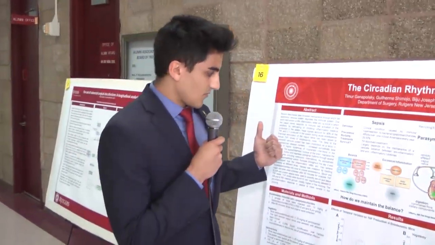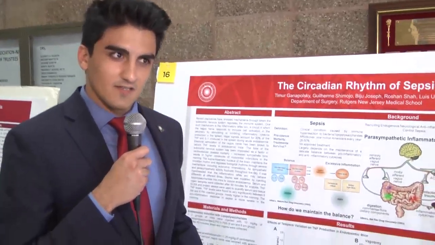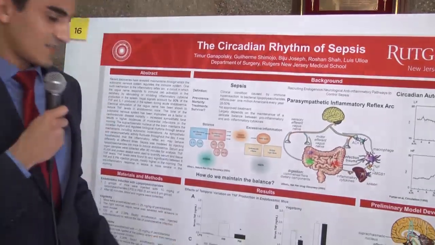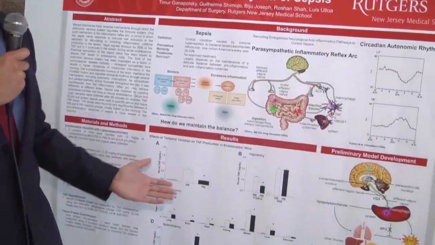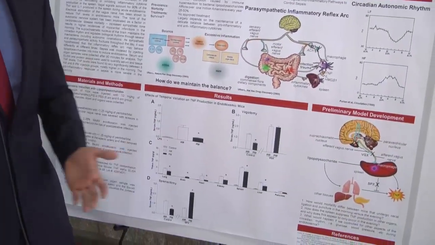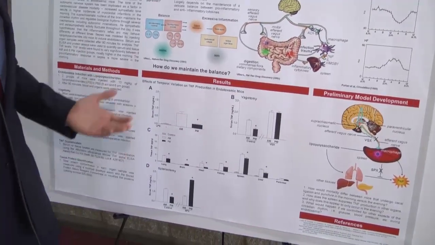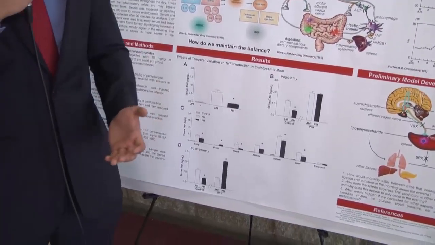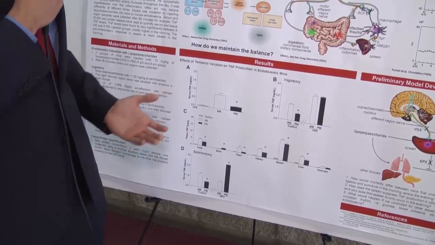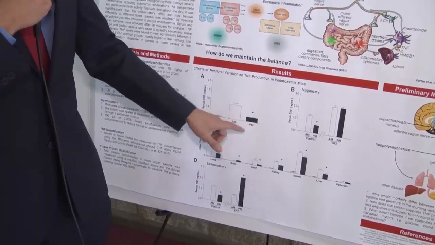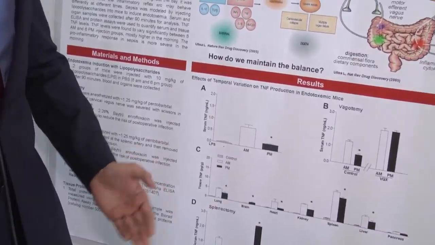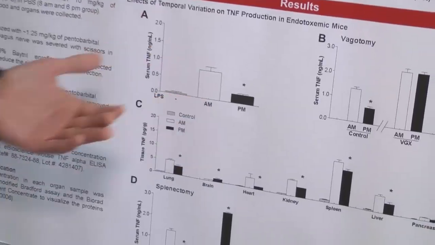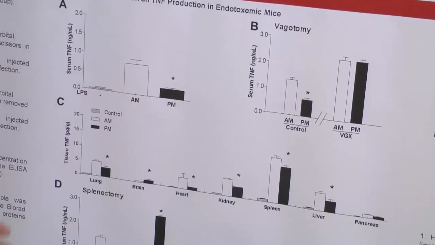Now, the first experiment that I did was injecting mice with LPS in the morning and the evening and seeing if there would be a difference in their serum levels of TNF, which is one of the pro-inflammatory cytokines produced in endotoxemia, and indeed there was. The PM levels were lower, showing us that there's a less severe inflammatory response in the morning.